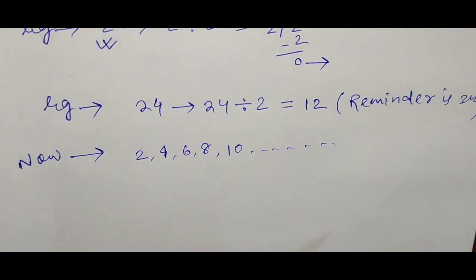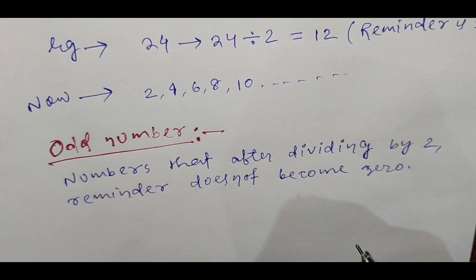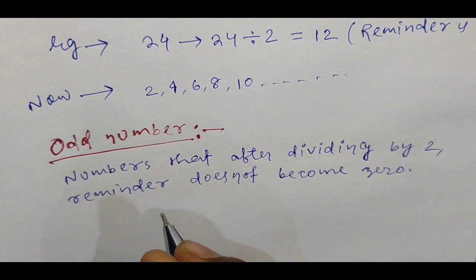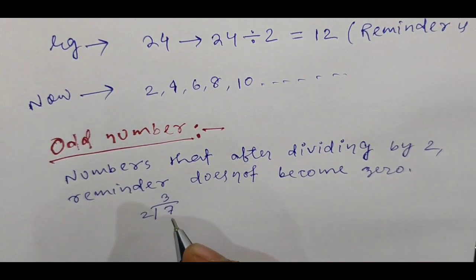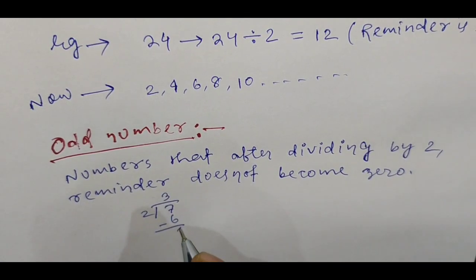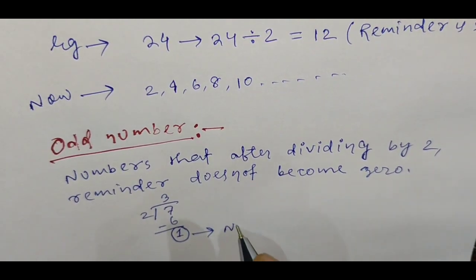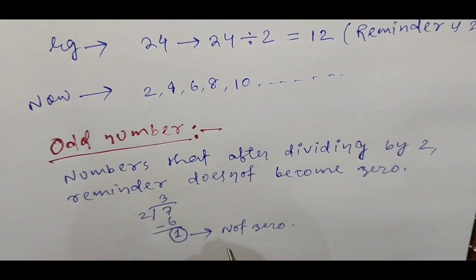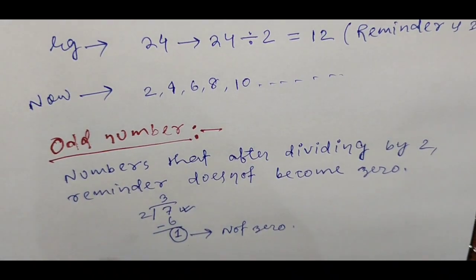After that we'll discuss odd numbers. So what is an odd number? These are some numbers that, after dividing by 2, the remainder does not become 0. For example, if we divide 7 by 2, we'll get 2 3s are 6, 7 minus 6 is 1. That is, the remainder is 1. The remainder is not 0, so this number 7 will be called an odd number.